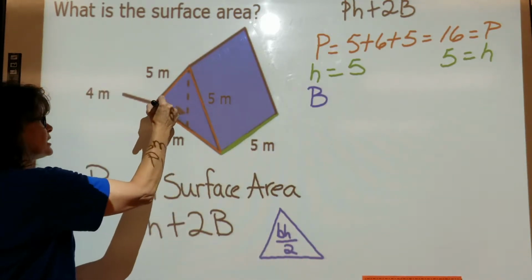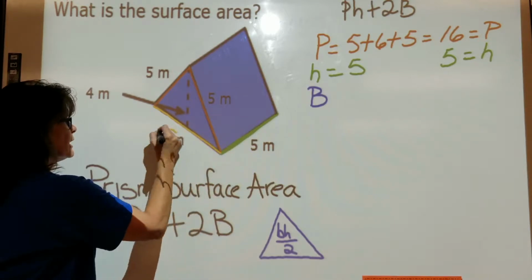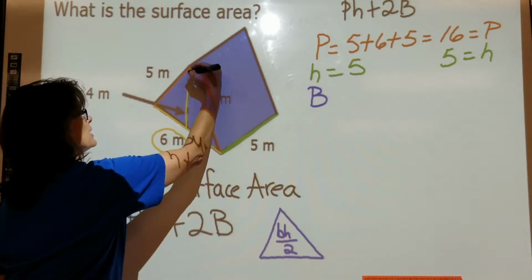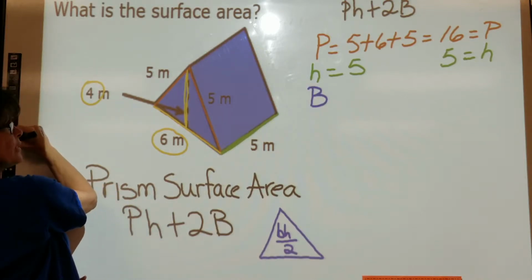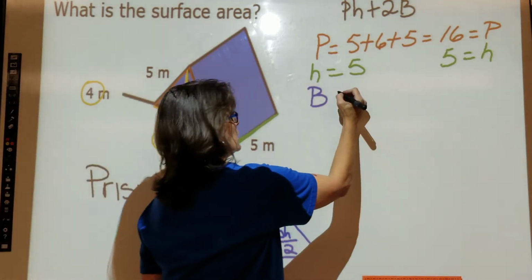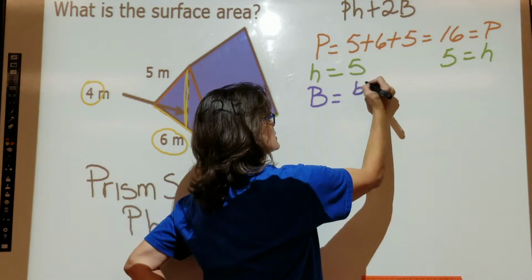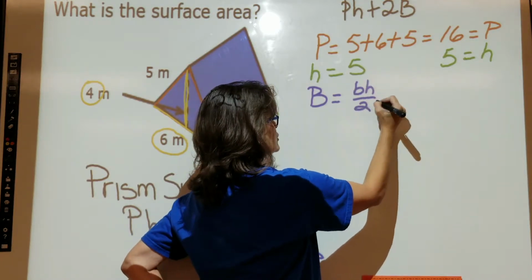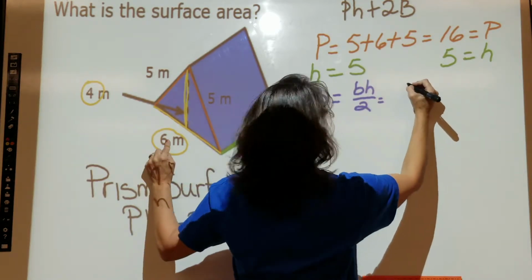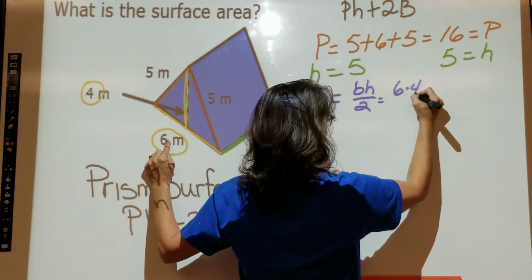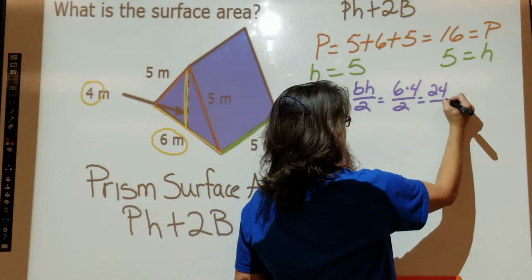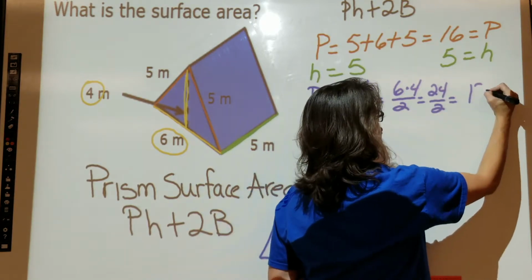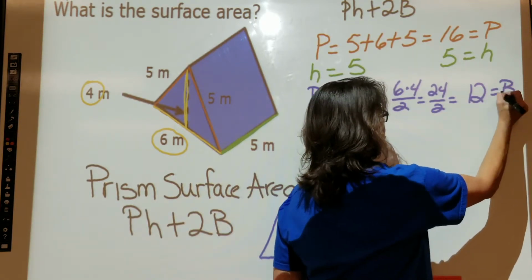So the base of this triangle is 6, and the height of this triangle is 4. So the formula that I'm going to write down is base times height divided by 2, which is 6 times 4 divided by 2, which is 24 divided by 2, which is 12, and 12 is my base.